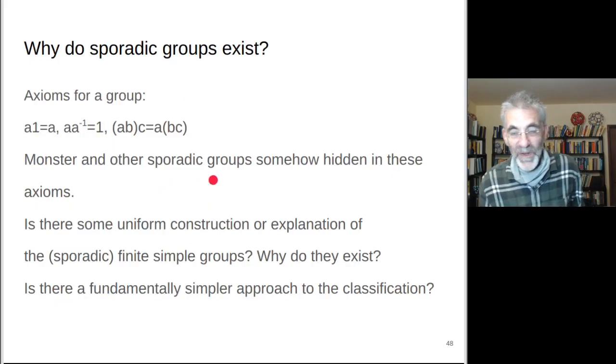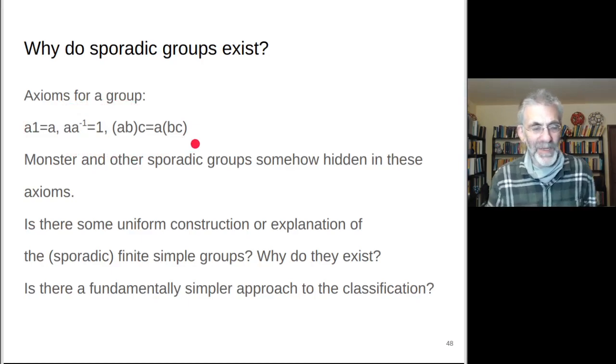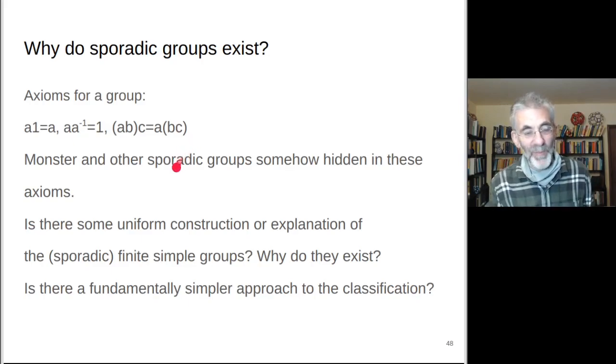There are also some philosophical open problems about sporadic groups that have bugged me and many other people. If you look at the axioms for a group, they're incredibly easy and natural. You know, they just sort of take half a line to write out. But somehow inside these axioms are hidden things like the monster group and the sporadic groups, which are mind-bogglingly complicated. So it just seems very strange that these very simple axioms should be hiding such complexity in them.